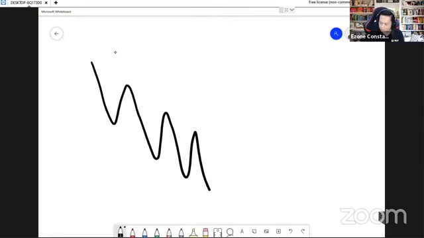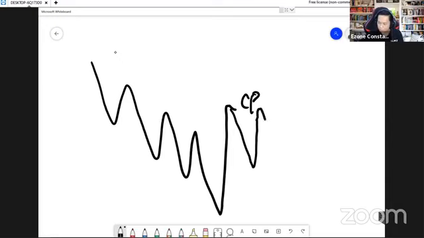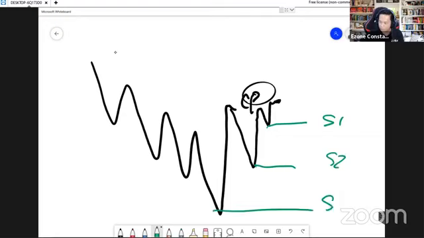Okay. Now assume that this is the current price. Okay, the current price is right here. Sorry, this is the current price right here in this level. Okay, now same goes with the support. We have the nearest support here at S1, the next support here at S2, and the next support right here at S3.